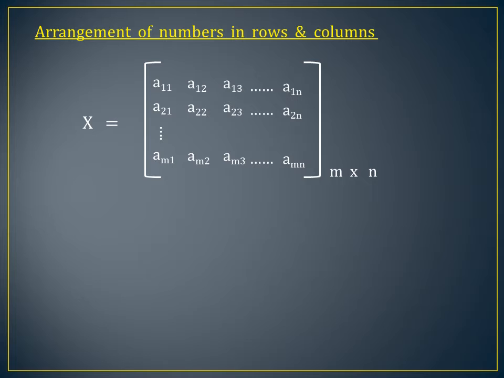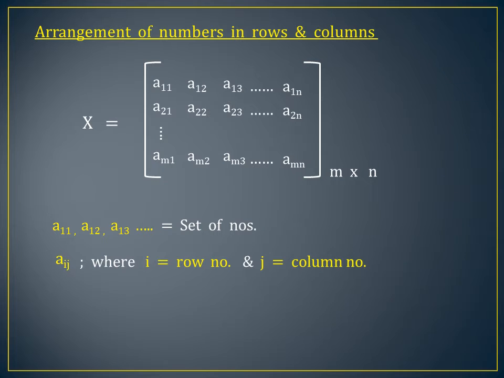Now A11, A12, A13 and all the elements in the brackets are nothing but the different numbers that would be written in the matrix. Now how do we write A11 or A22 or A32? Let us assume that we have Aij. So here i represents the row number and j the column number. So if a number is in the first row and first column, it will be represented as A11. Similarly, if it's in the third row and second column, it will be A32.